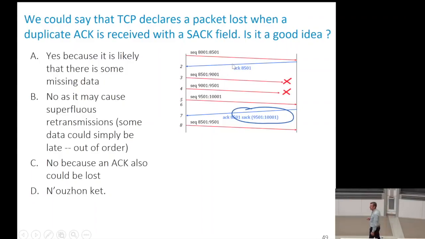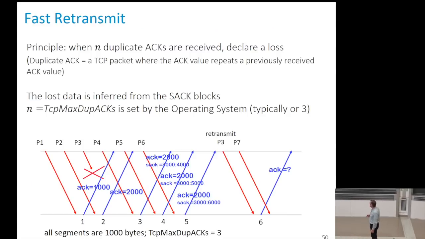Right? So the fast retransmit heuristic says if you receive up to, for example, n equal 2, many Windows implementations do 3. I believe other implementations have smaller numbers. Here, if you receive up to n duplicate acknowledgements, you decide that there is a loss and you retransmit.